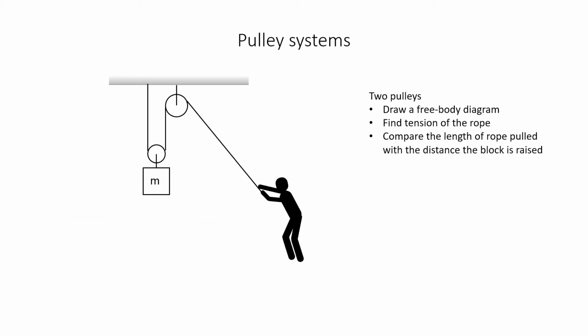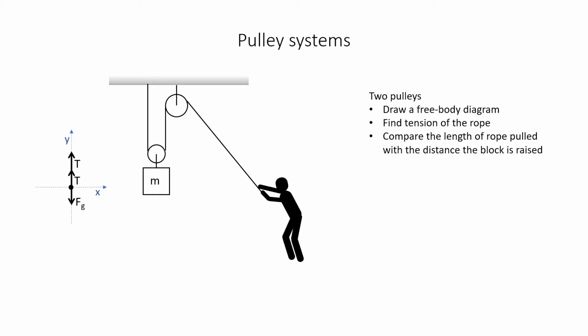Now let's do the same thing for a system where there are two pulleys, one hanging from the ceiling and another one actually attached to the block. We will consider that the pulley is massless, so it doesn't add any mass to the block.